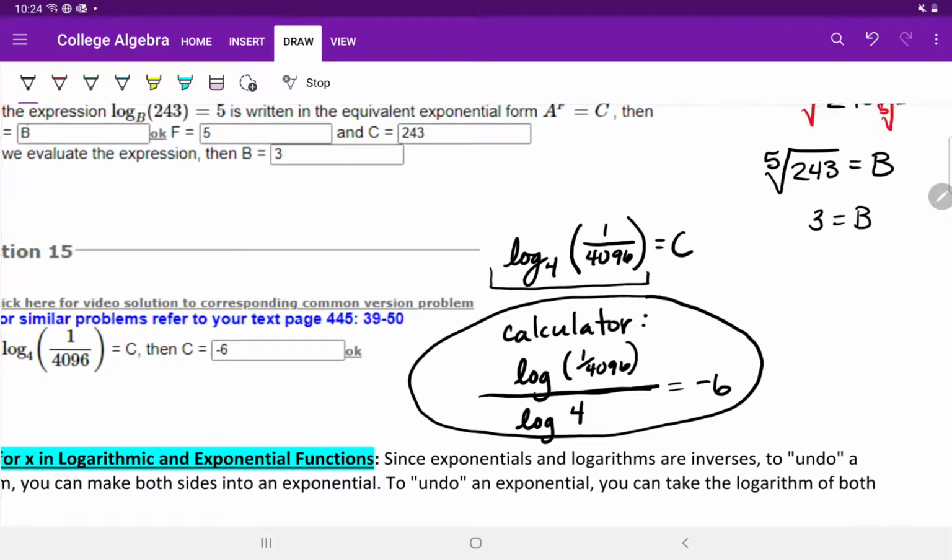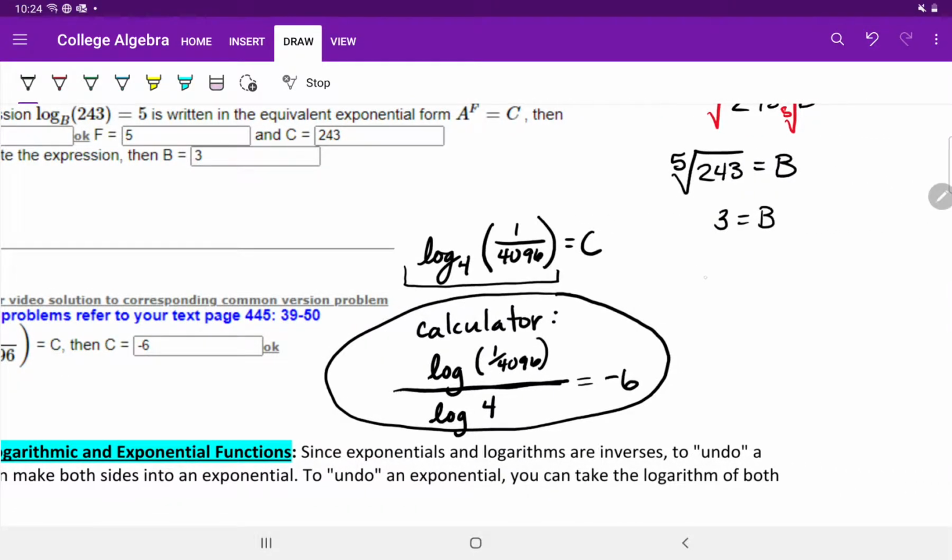There is a way to solve this without a calculator, but it requires some mental gymnastics. So let's revisit this problem again. If we have log base 4 of 1 over 4096 equals c, we could convert this into an exponential. So this would be log base b of a equals c, and we convert this into an exponential as a equals b to the c. We have to figure out what value c is equal to convert 4 into a 1 over 4096. Now remember, if an exponent is negative, it's going to flip your number upside down. So that's exactly what's going to happen here.